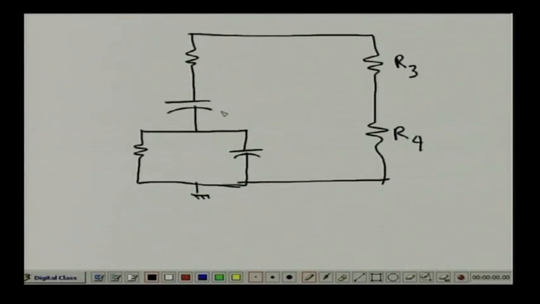So, these two voltages are coming to an op amp. I will show you some of the other applications of the thermistor. This is the Wien bridge oscillator circuit, right.